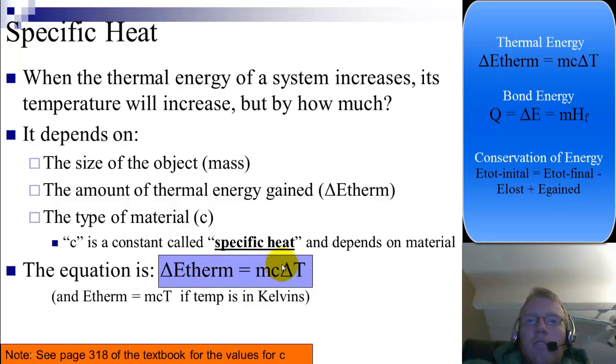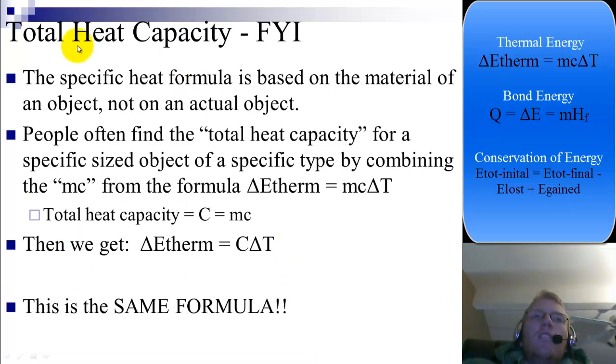So again, here's a very, very important formula. Thermal energy is your type of energy. Temperature is your indicator, and it depends on the mass and the specific heat as well. Okay, total heat capacity. I'm not sure this is even in the book, and it's not, in my opinion, all that useful, but I just want to mention it so that you understand what it is.